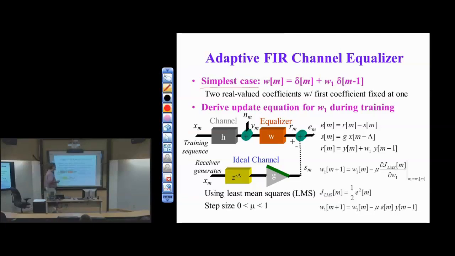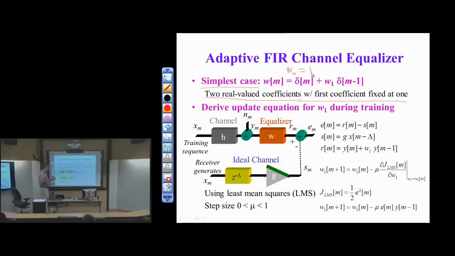All right, thank you. So the simplest case is a 2-tap equalizer, and we're going to let the first tap be fixed at 1. So it's 2-tap, right, 2 real value coefficients, and we set the first coefficient to be 1. So in this case, our coefficients are W0 and W1. W0 here is just fixed to 1. And we're going to adapt the second tap to find out what's the best value possible.